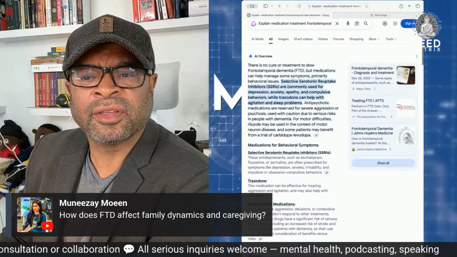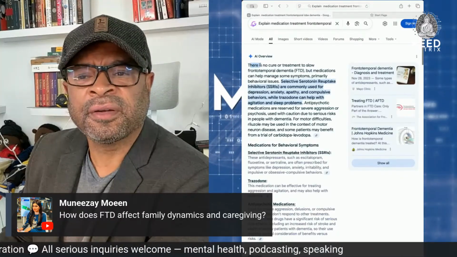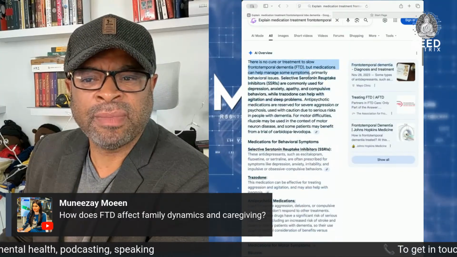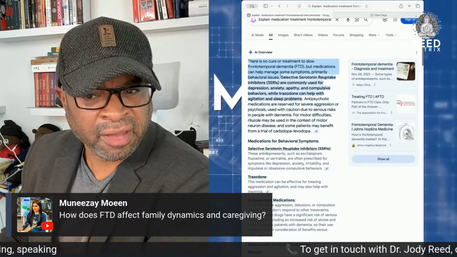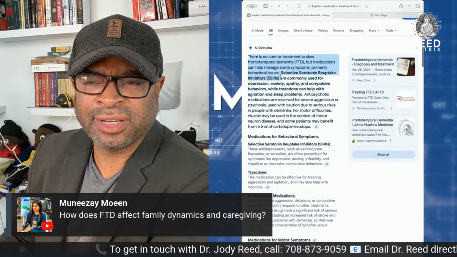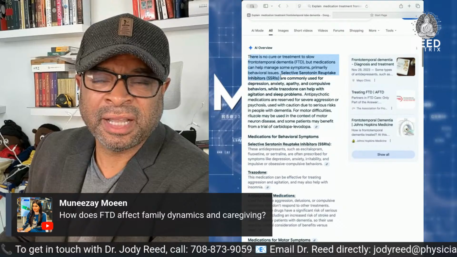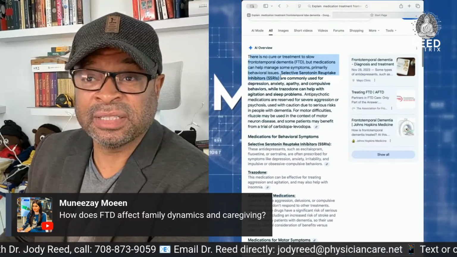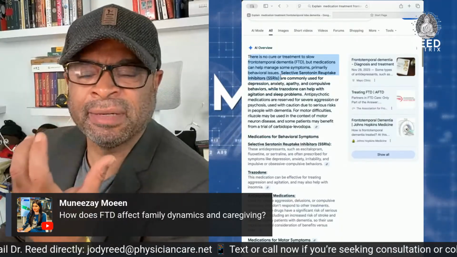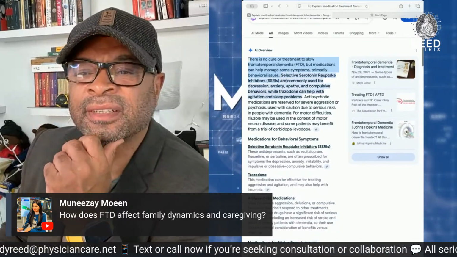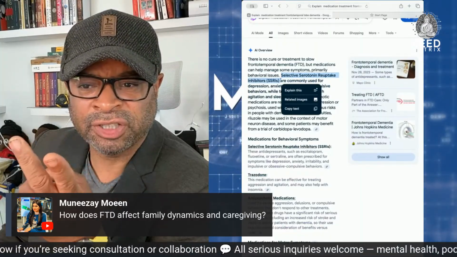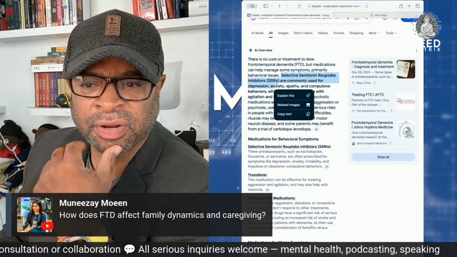So let me just go through this real quick and see what they say here. There is no cure or treatment to slow FTD, but medications can help manage the symptoms, primarily behavioral issues. That's why I went with the dual mood stabilizers, both Depakote and lithium. I'll give them both loading doses, Depakote extended release and lithium extended release in the morning, so hopefully we can get them to a therapeutic dose as soon as possible and start stabilizing some of this agitation and behavior. The SSRIs are commonly used for depression, anxiety, apathy.